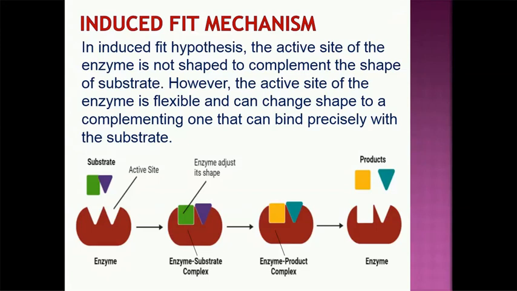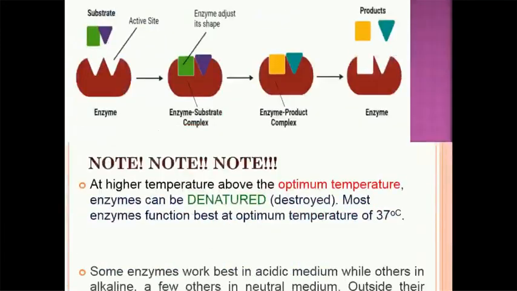Now at that time, the enzyme substrate complex is formed. As the reaction continues, the enzyme product complex is formed, and at the end, the products are formed. Look at the product color difference, showing that they are totally different from how the substrate looks. So the enzyme is gotten back at the end of the reaction. So let's talk about this.